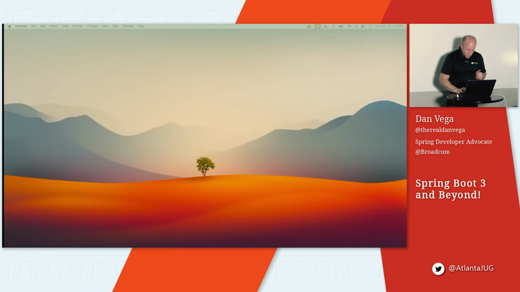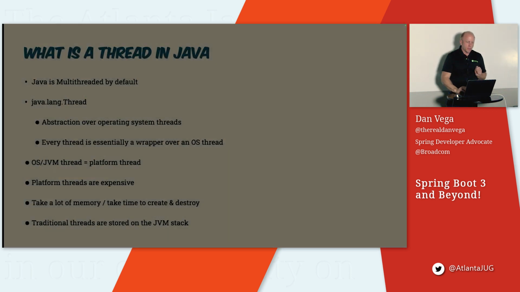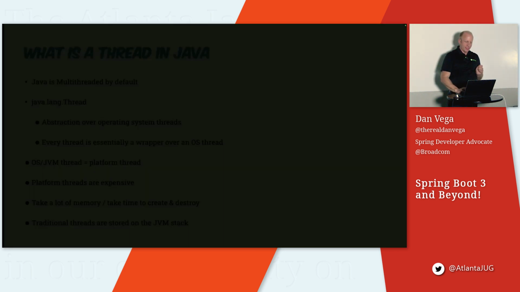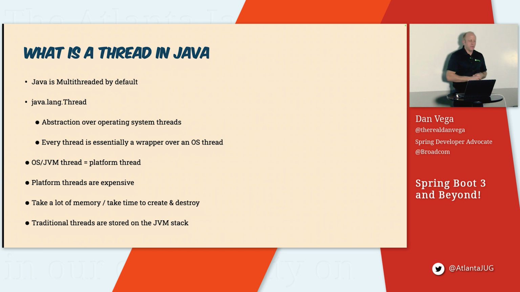A thread is really just a wrapper around, whoa. I don't know why IntelliJ stopped. Cool. So a thread is really just a wrapper around an operating system thread, referred to as platform threads. And platform threads are really expensive to create, right? They're finite resources. So it takes a lot of memory, takes a lot of time to create and destroy. Traditionally, threads are stored on the JVM stack.